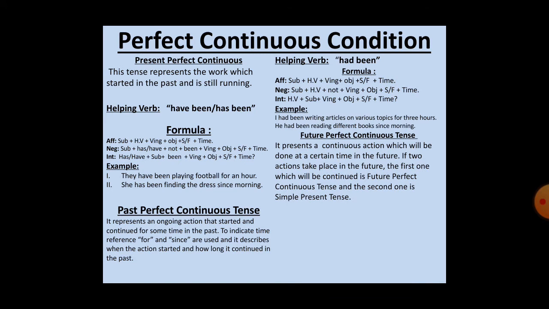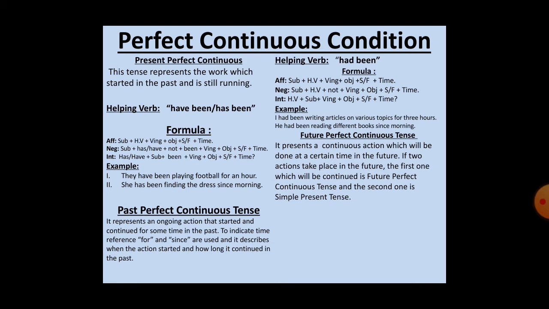Here comes future perfect continuous. Basically, there is no use of future perfect continuous in our daily life. Rarely this tense is used in life, but I have mentioned the definition here. So it presents a continuous action which will be done at a certain time in the future. It means the time will come in the future.